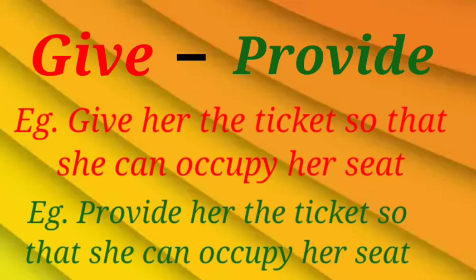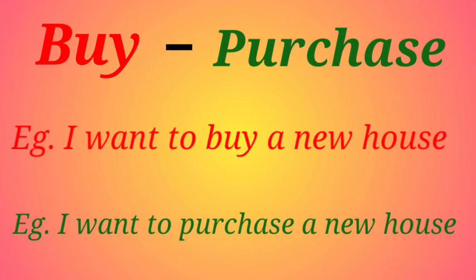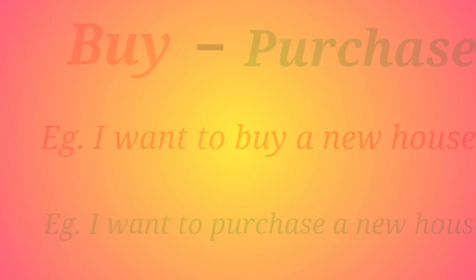Provide in place of give. Example, give her the ticket so that she can occupy her seat. Provide her the ticket so that she can occupy her seat. Purchase instead of buy. I want to buy a new house. I want to purchase a new house. Buy here is the casual version of purchase.